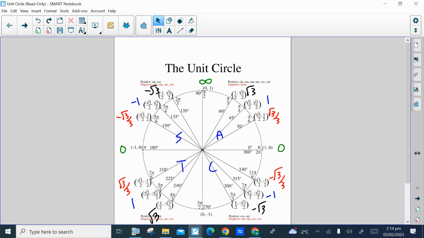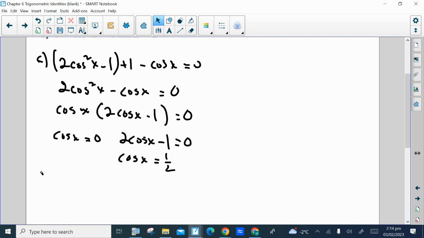There we go. And that is 0 up here at pi on 2 radians and down there at 3 pi on 2. Remember, the domain tells us our answers have to be in radians. So there's our first two answers, pi on 2 and 3 pi on 2.